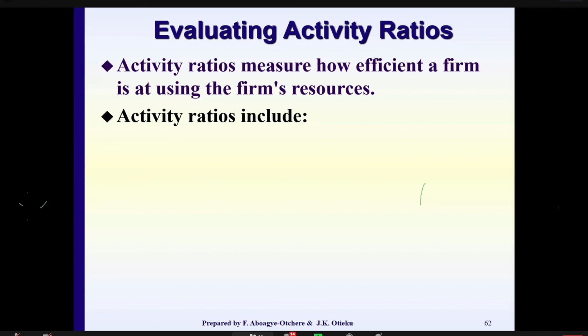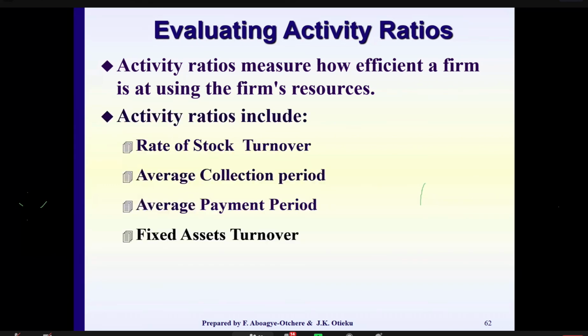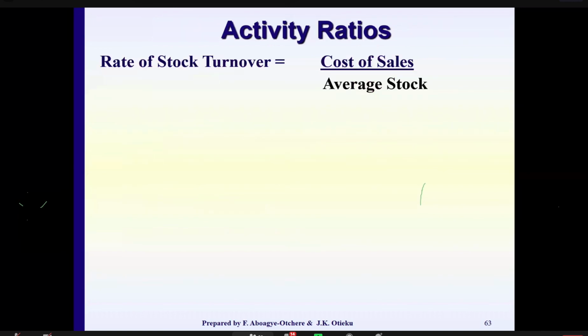Now, some of the activity ratios are rate of stock turnover, average collection period, average payment period, and fixed asset turnover. Now, when we talk about rate of stock turnover, we are looking at the number of times that when we buy our stock, we're able to sell it.